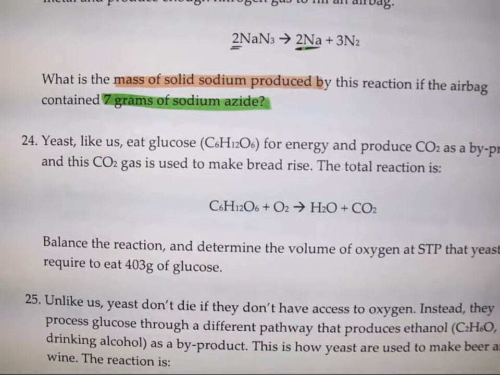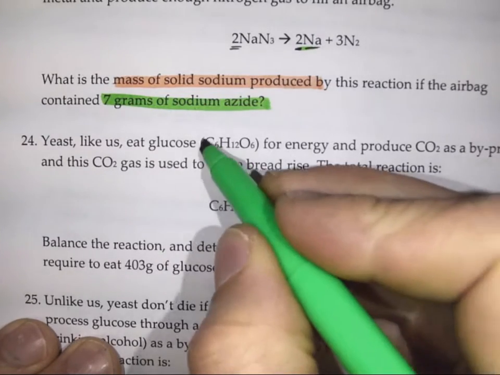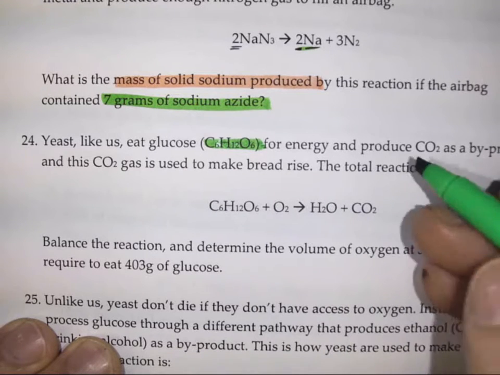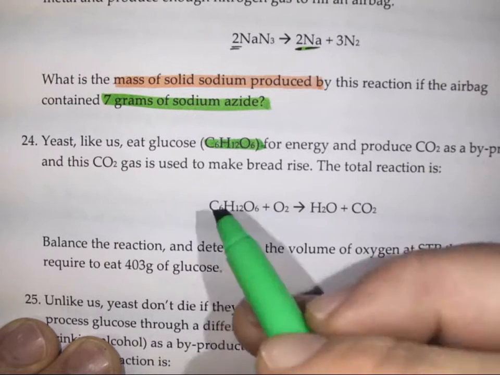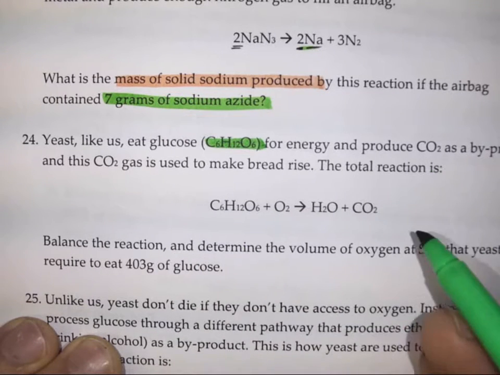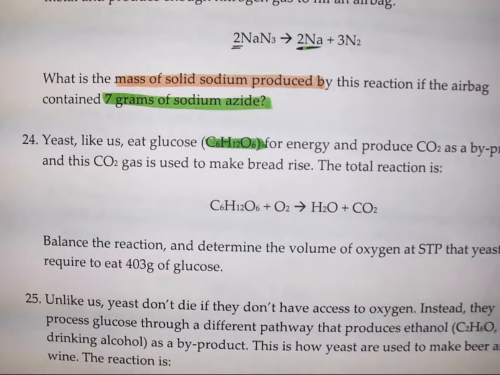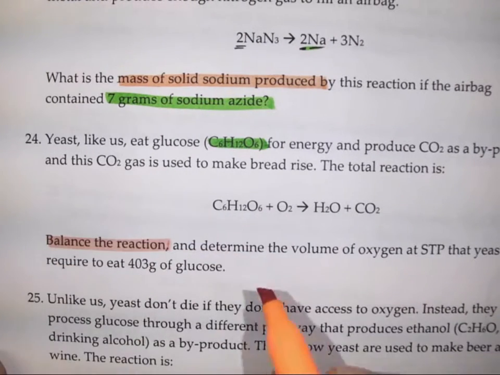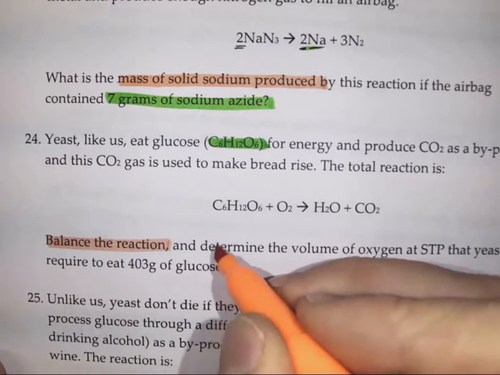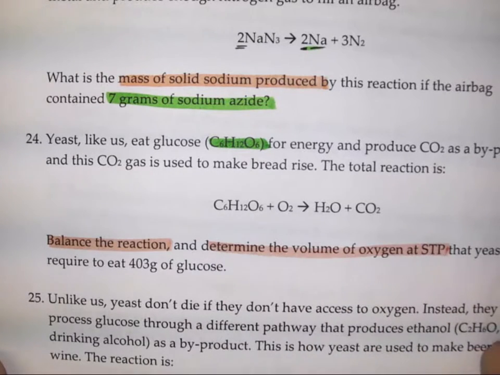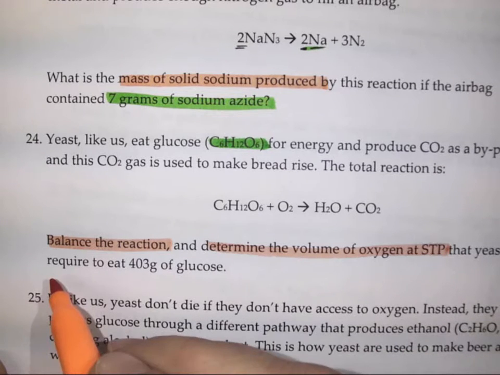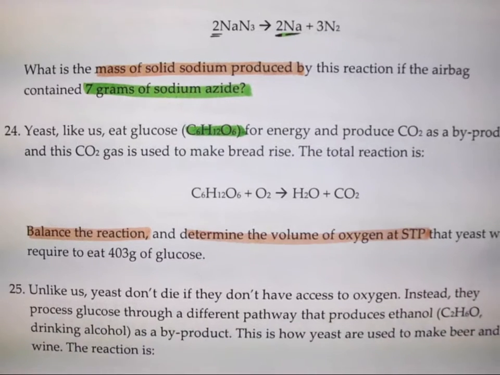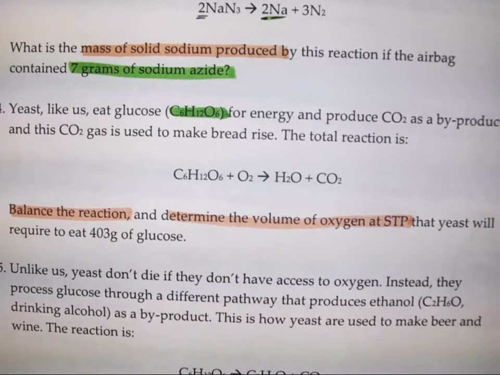We got yeast eat glucose, and that's a molecule for glucose. And they produce energy just like us. And they also produce carbon dioxide as a byproduct. And we utilize this to make bread rise, and the total reaction is right here. So we're asked to balance the reaction first. And we're asked to determine the volume of oxygen at STP that the yeast will require if they want to eat 403 grams of glucose, sugar.